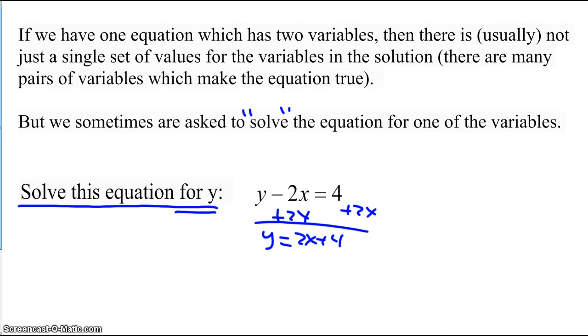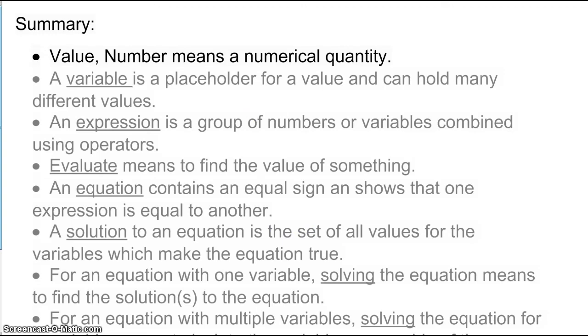Okay, let me summarize this. We may run out of time, but let's see if we can. So we said that value and number all mean quantity. A variable is just a placeholder for a value, and it can hold many different values. An expression is just a group of numbers or variables that can be combined using operators. The word evaluate means to find the value of something. And an equation contains an equal sign, and it shows that one expression on the left is equal to another expression on the right.